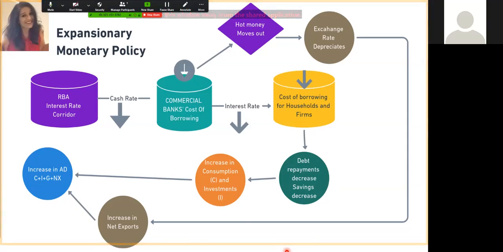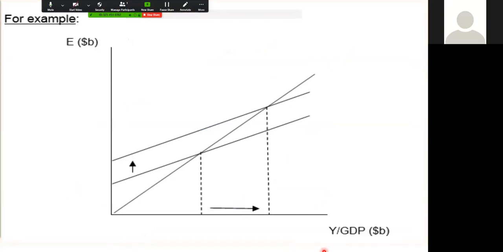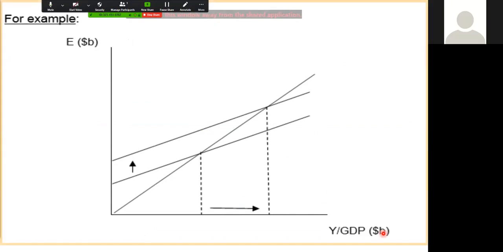Not only this, it can affect the aggregate demand further. And how does it do that? Let us look at it.